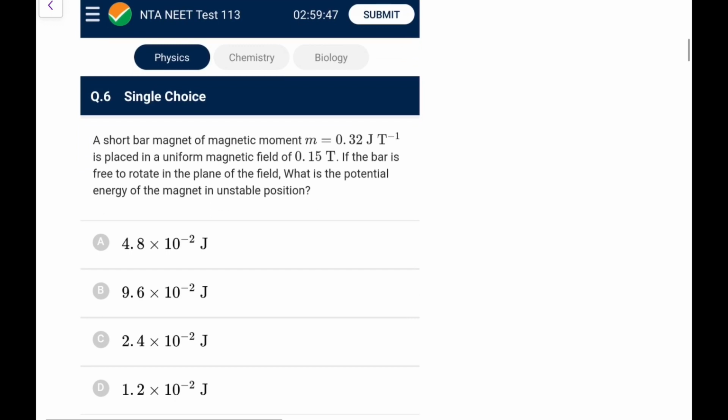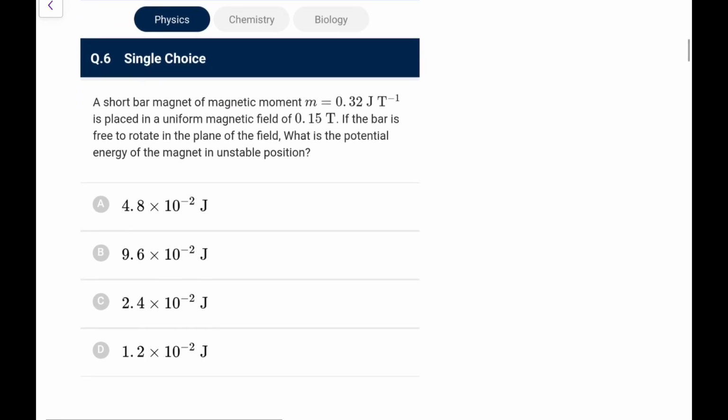Next one, a short bar magnet, magnetic moment given, field given. If the bar is free to rotate, what is the potential energy of the magnet in the unstable position? Unstable means 180-degree equilibrium, that would be plus mB.